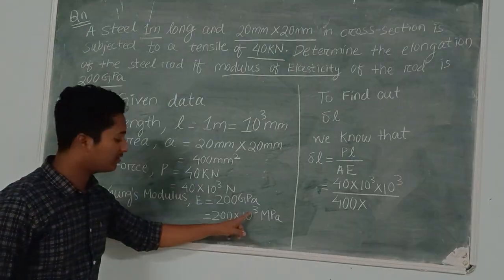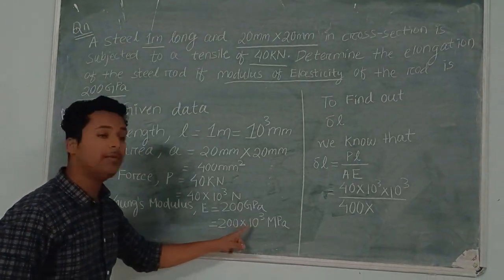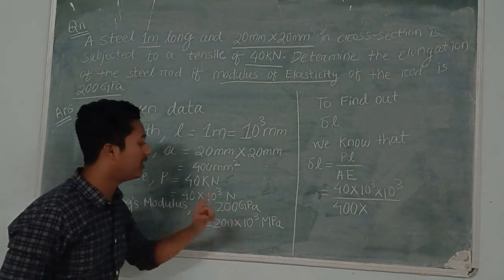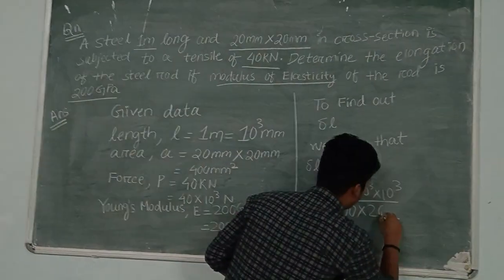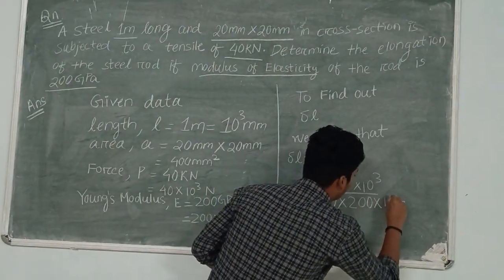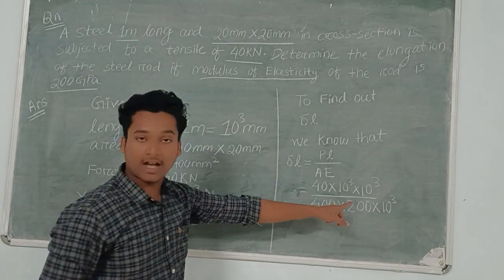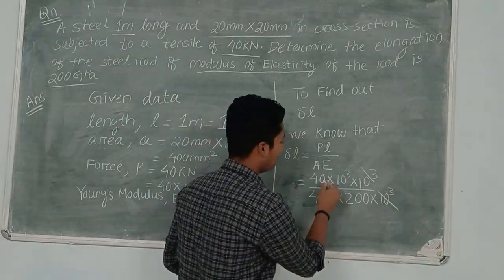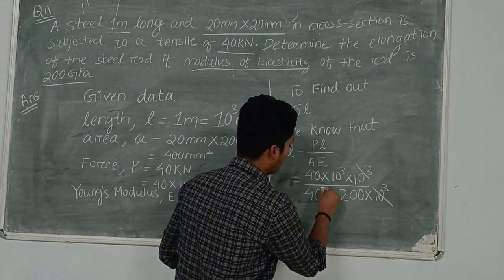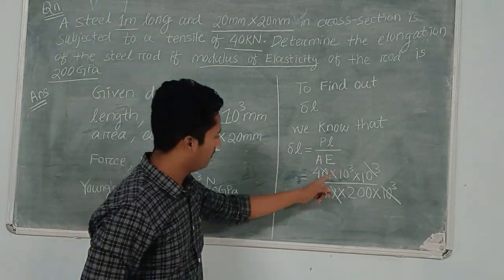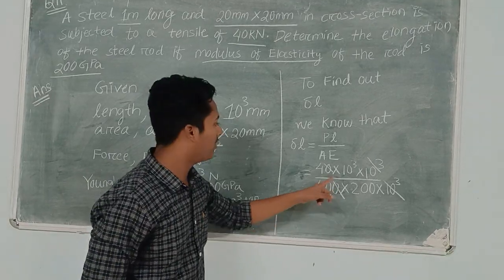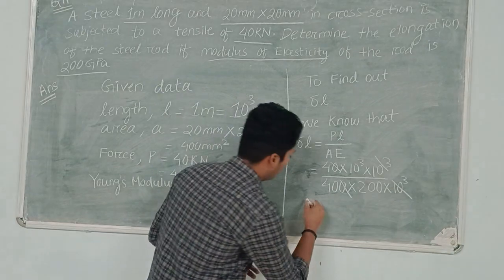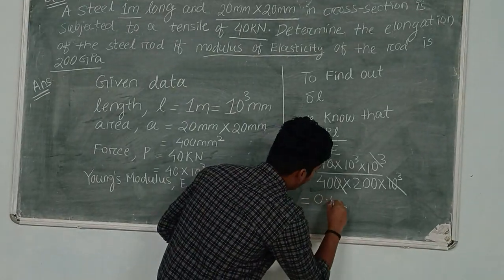When we convert gigapascal to megapascal, we only multiply with 10 to the power 3, that is 200 multiplied with 10 to the power 3. So whenever we calculate this, 10 to the power 3 and 10 to the power 3 get cancelled, and 10 to the power 6 and one zero cancel. Whenever we put this in the calculator, then we got a value that is 0.5.